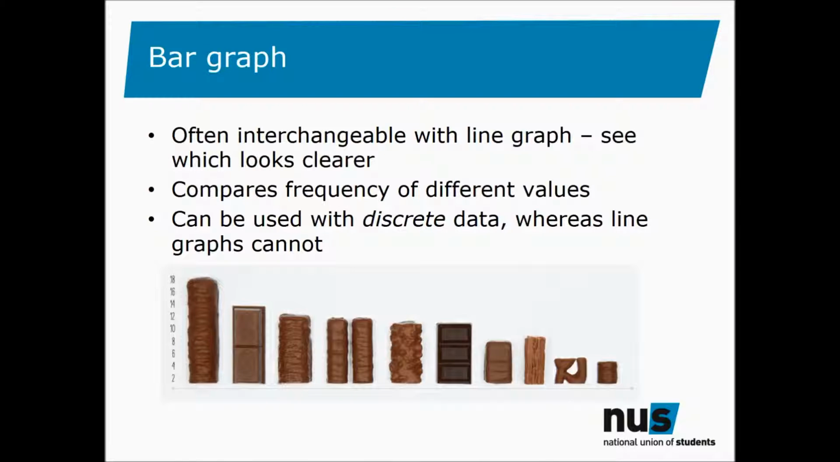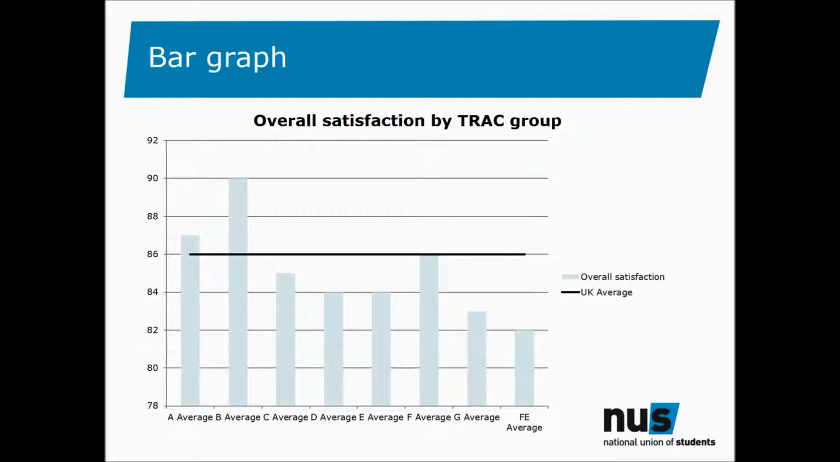The difference between a bar graph and a line graph is that bar graphs can be used with discrete data, whereas line graphs can't. This means that you can use them to compare different categories of thing, such as chocolate bars as below, or subjects or demographics in the NSS. This bar graph compares the average overall satisfaction for UK universities grouped by similar mission, size and student body.